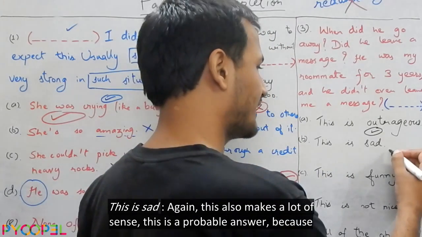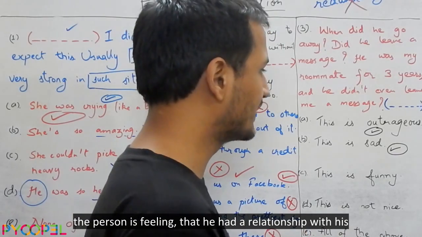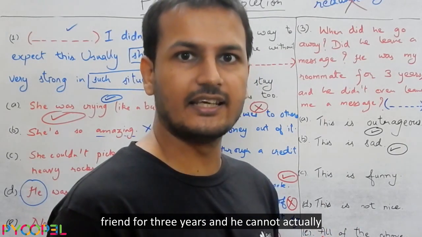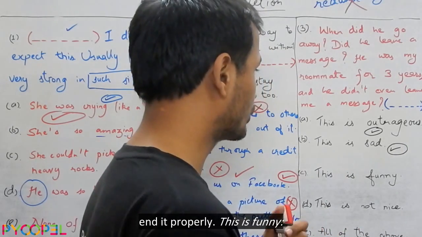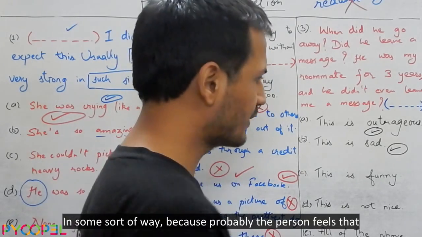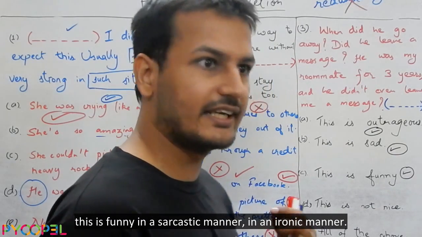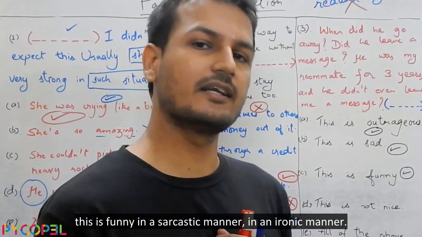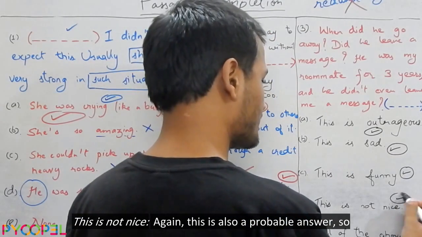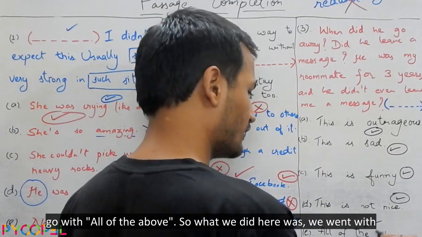"This is sad." Again, this also makes a lot of sense. This is a probable answer because the person is feeling that he had a relationship with his friend for 3 years and he cannot actually end it properly. "This is funny" in some sort of way, in a sarcastic manner, in an ironic manner. "This is not nice." Again, this is also a probable answer. So we have all these probable answers. That is why we will go with all of the above.